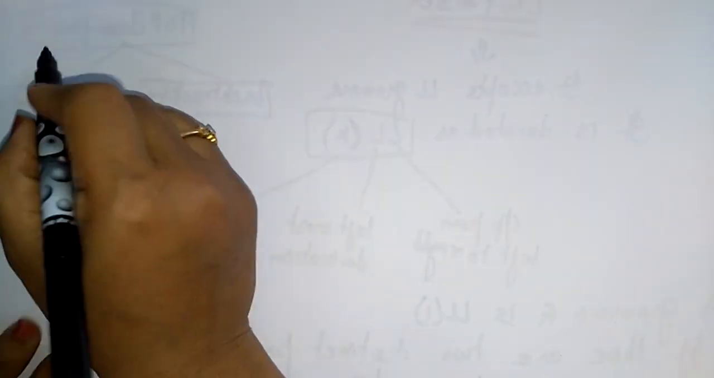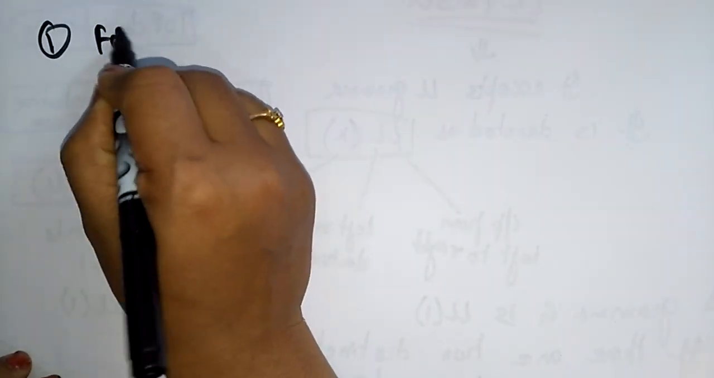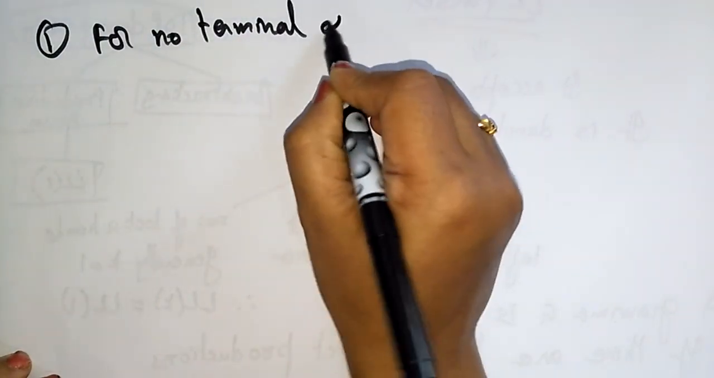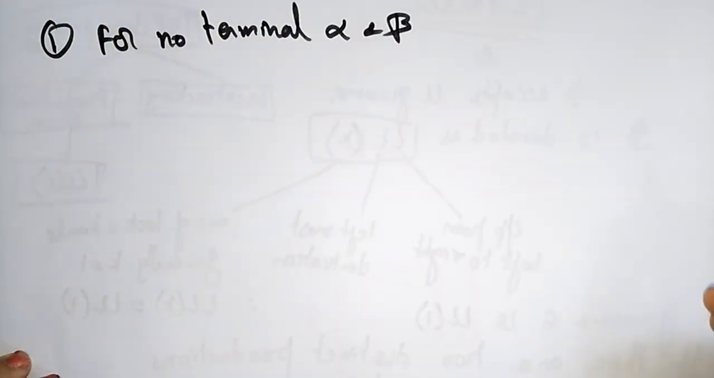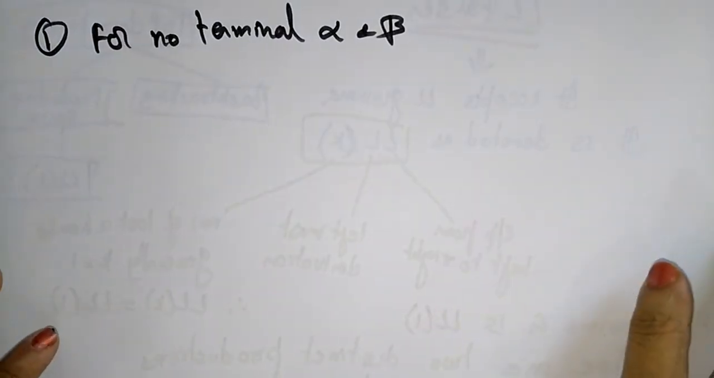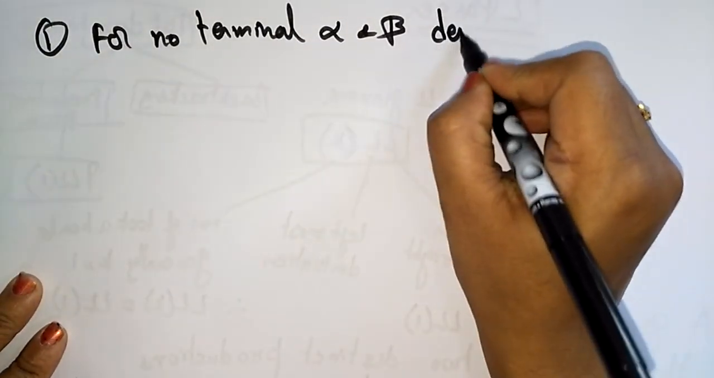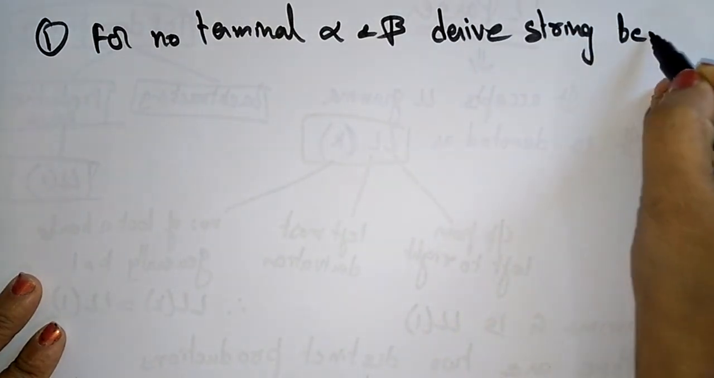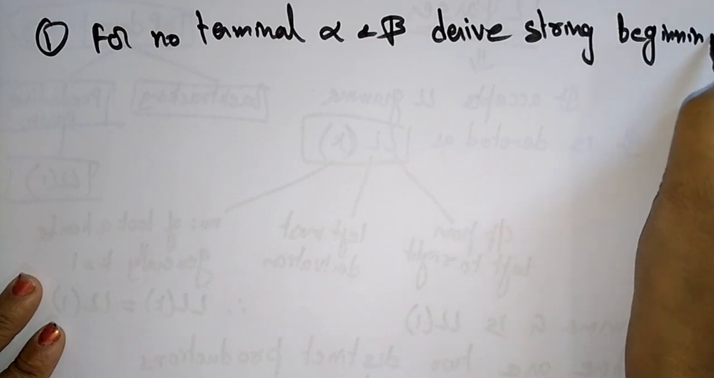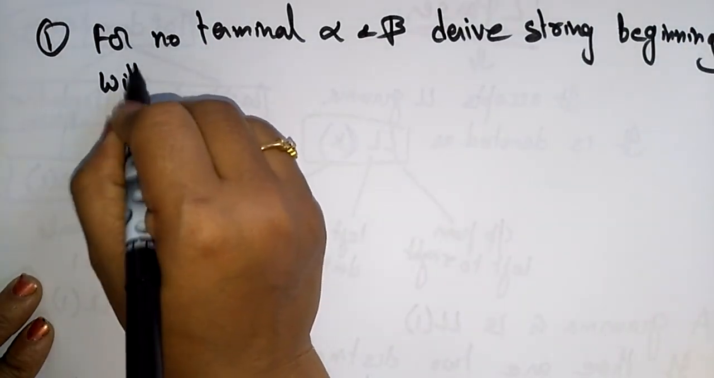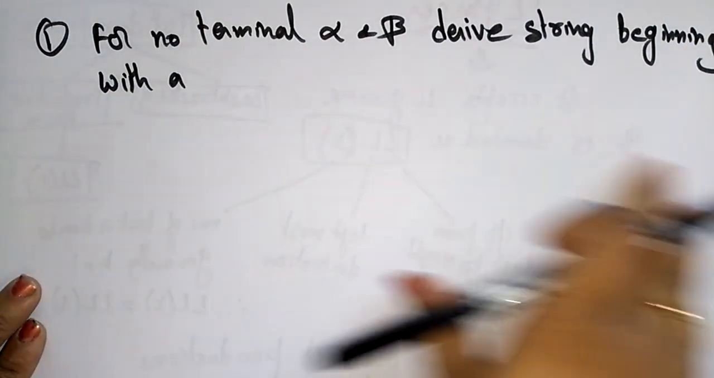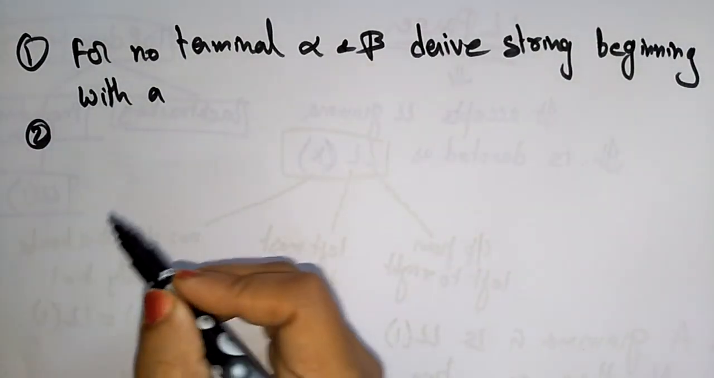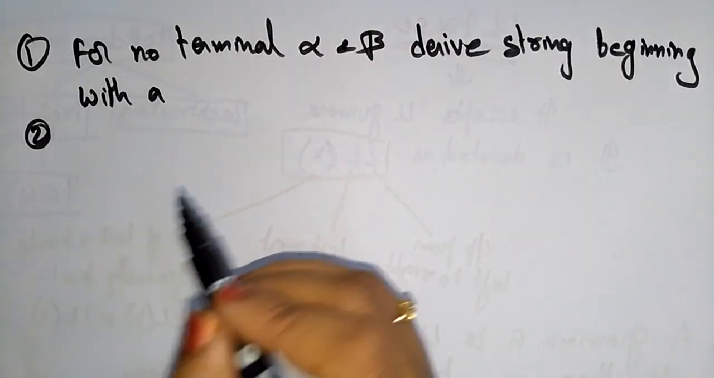So what are those conditions? For no terminal A do alpha and beta both derive strings beginning with A. So that is the first condition that has to be followed if the grammar is LL of 1.